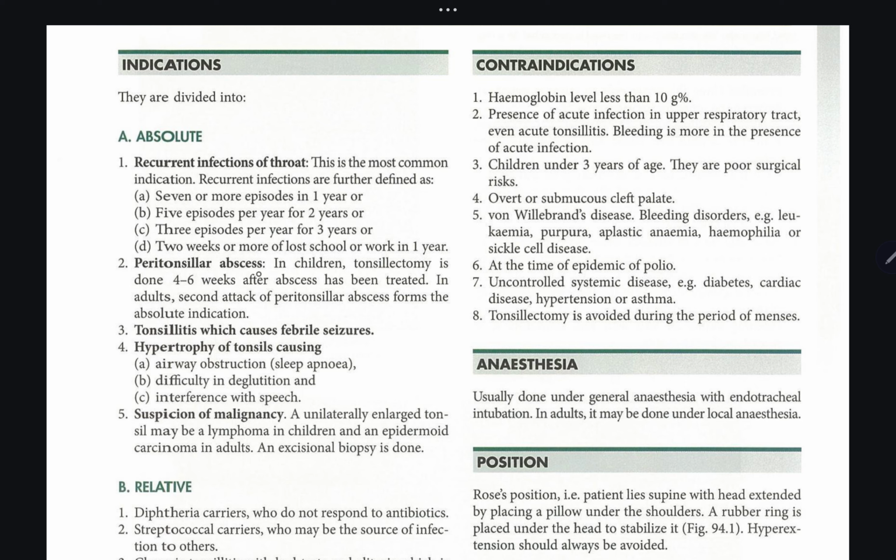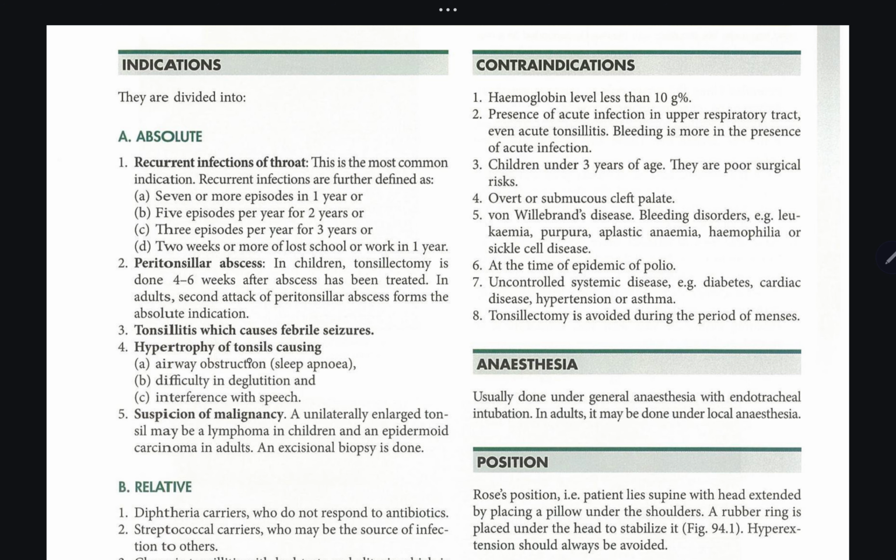2. Peritonsillar abscess. In children, tonsillectomy is done 4 to 6 weeks after abscess has been treated. In adults, second attack of peritonsillar abscess forms the absolute indication. 3. Tonsillitis, which causes febrile seizures.